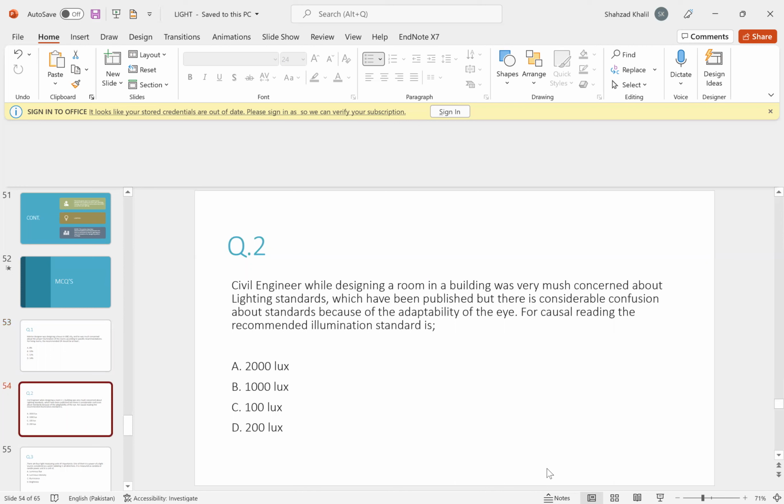A civil engineer, while designing a room in a building, was very much concerned about lighting standards, which have been published. But there is considerable confusion about the standard because of the adaptability of the eye. For casual reading, the recommended illumination standard is: A, 2000 lux; B, 1000 lux; C, 100 lux; D, 200 lux. C. Yes, C is the correct answer. For reading purposes, it is 100 lux.